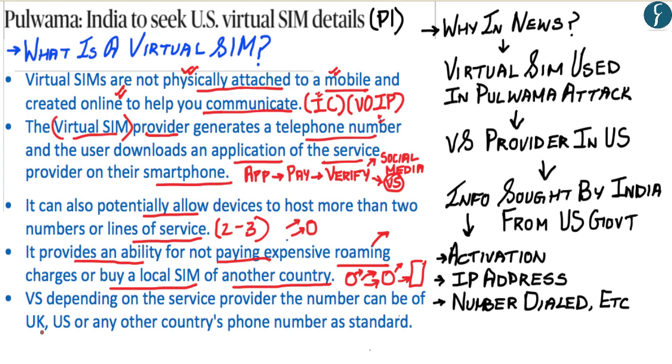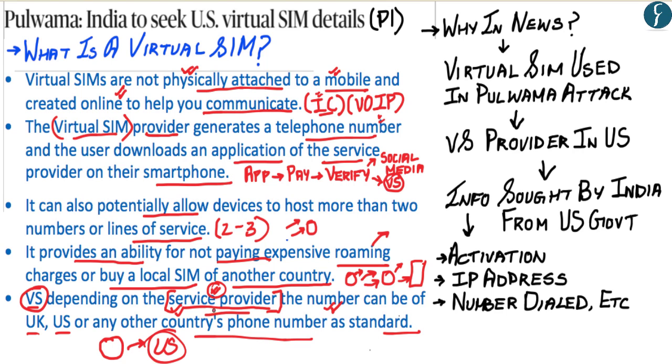Now, the fifth and the last point about the virtual SIM that you need to remember is that a virtual SIM still does require a service provider. The number on a virtual SIM can be of a service provider in the United States, UK, or any other country. It is within that context that the number that was provided to the Pulwama terrorists was of a service provider that was located in the United States. Therefore, this is a fact that you need to remember, that virtual SIMs still require a service provider. However, this service provider can be of any country who has the ability to provide communication services in another country.